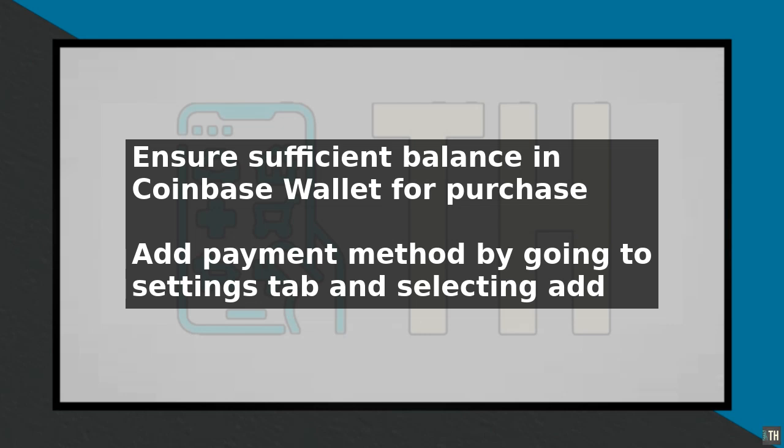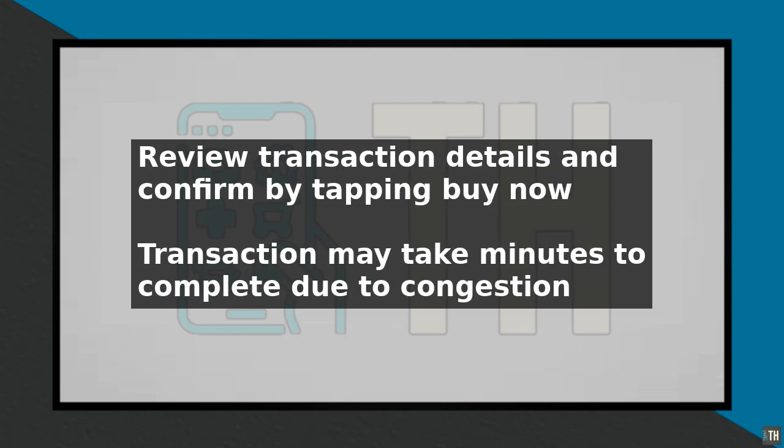Enter the amount of 5Scape you want to purchase or the amount of money you want to spend. Review the transaction details to ensure everything is correct, including the amount of 5Scape you are buying and the total cost. Confirm the transaction by tapping Buy Now. Depending on the payment method and network congestion, the transaction may take a few minutes to complete. Once the transaction is confirmed, the 5Scape will be added to your Coinbase wallet.